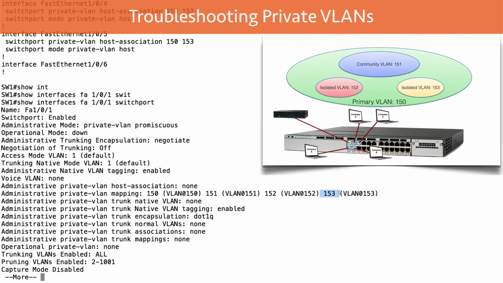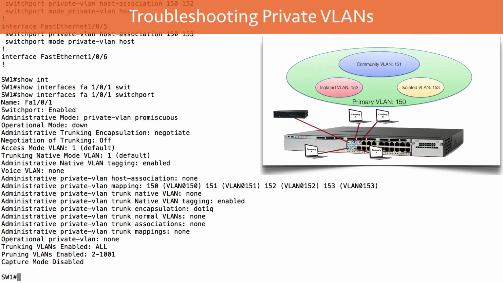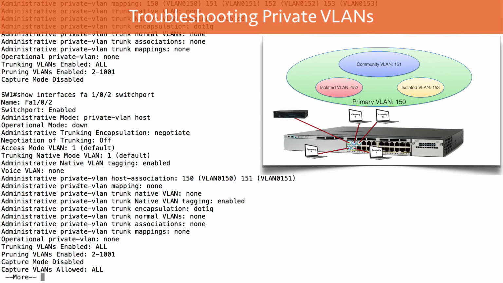Let's take a look at a port, though, that's not a promiscuous port. Let's take a look at FastEthernet 1/0/2. This time, we don't have a private VLAN mapping, we have instead a host association. We see that we're associated with the primary VLAN of 150, and we belong to the secondary VLAN of 151, and you can see that our administrative mode is private VLAN host. We're connecting out to a host. In this case, it's a laptop belonging to Company A.